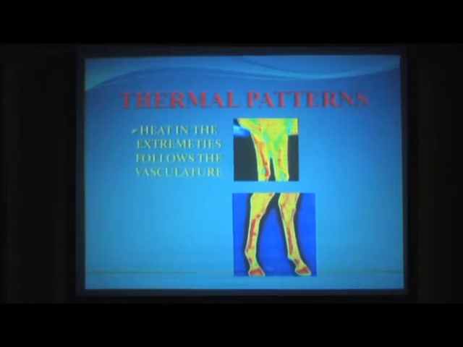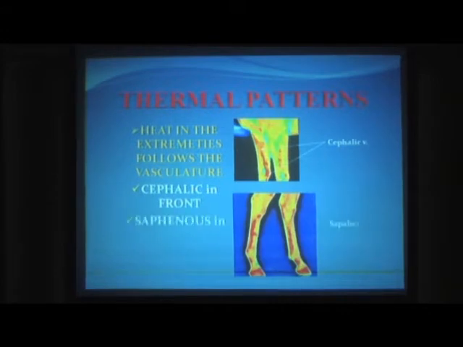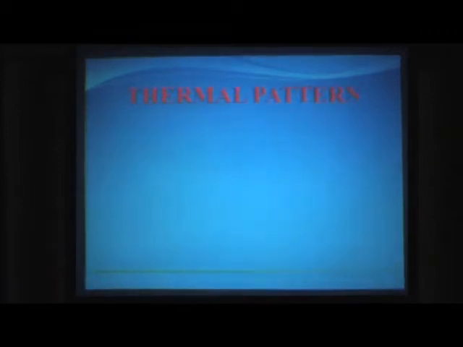The heat in the extremities follows the vasculature. So you've got the cephalic veins on the inside of the front legs that you'll see. They'll be a little more red. The saphenous veins are on the inside of the rear legs, and the greater metatarsal arteries are on the outside of the rear legs. And they will all show up a lot hotter than any other areas.